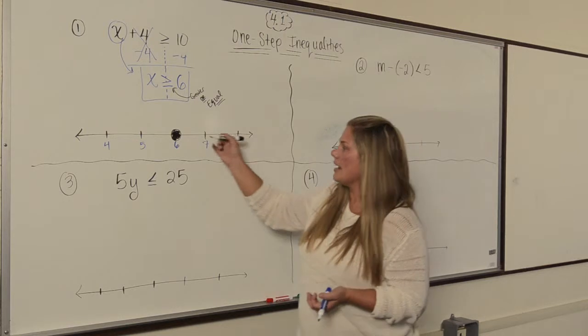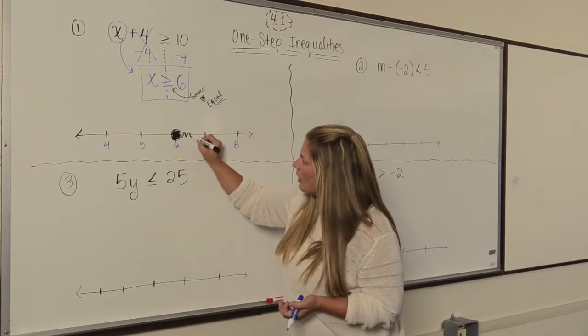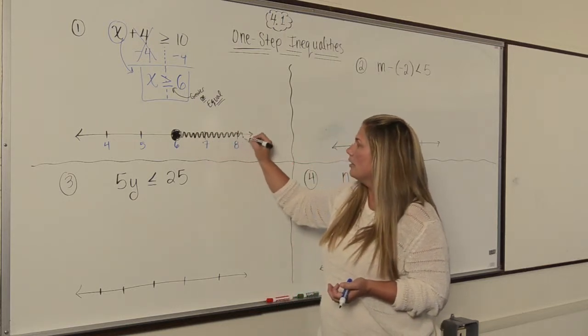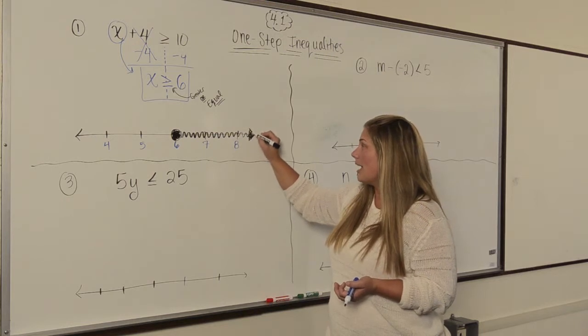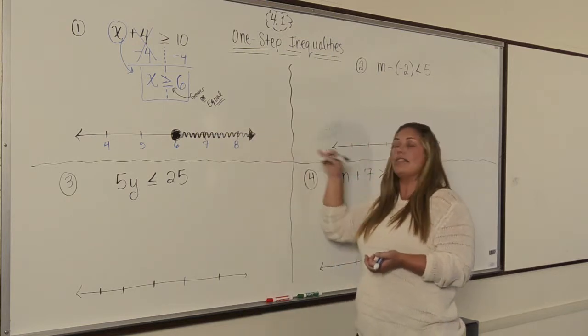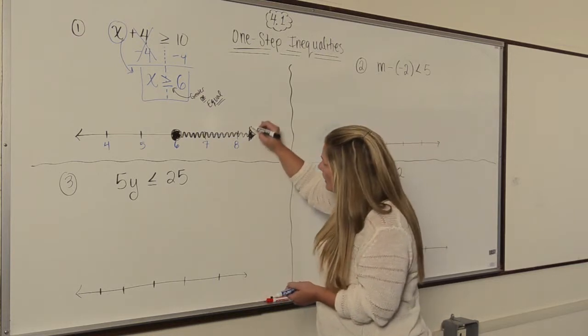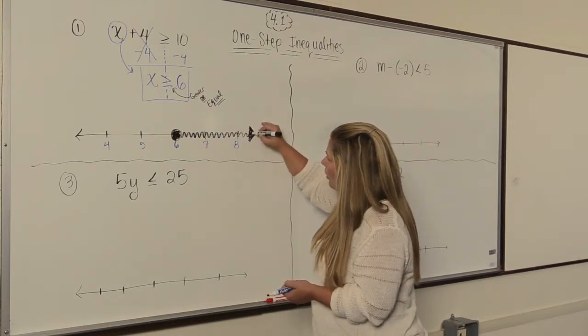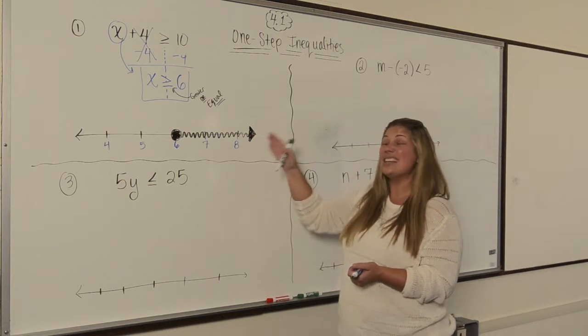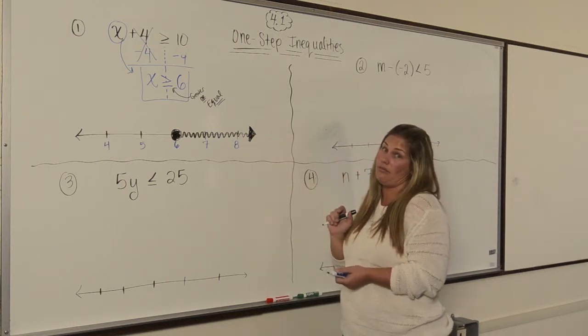7, 8, 9. So from this circle, I'm going to draw an arrow. Technically, I could have 9, 10, 11, 12, any number to the right of 6 on the number line. So you need to make sure you end that with an arrow because it's going to keep on going.